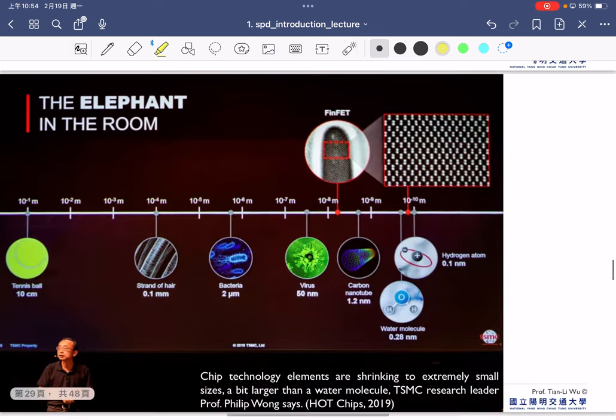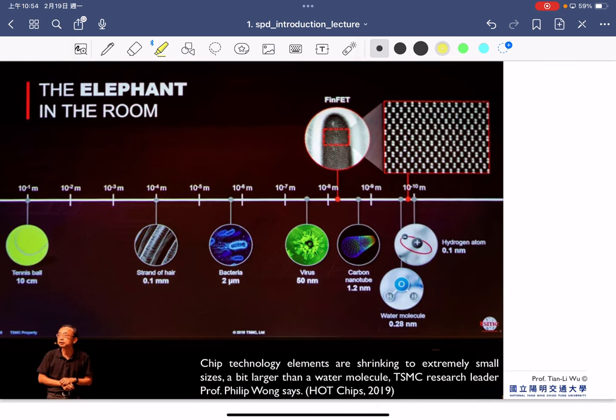So this is just one slide to introduce how small our transistor is compared to some well-known small things. For example, this is a hydrogen atom, this is a water molecule, this is a carbon nanotube, this is a virus, and this is a bacteria. So I think it's very obvious now. Semiconductor dimension is already below the size of the virus, and right now is approaching even further. So the chip technology is already shrinking to an extremely small size. Nowadays it's a bit larger than the water molecule.